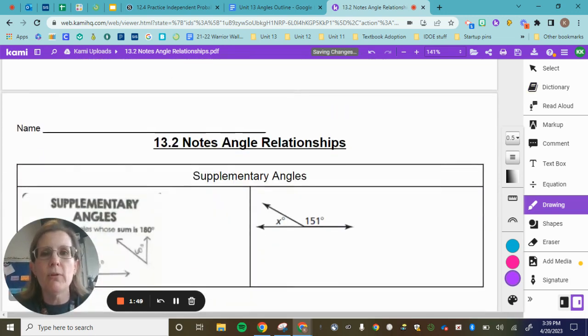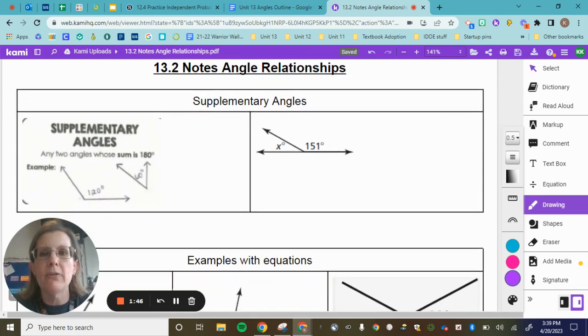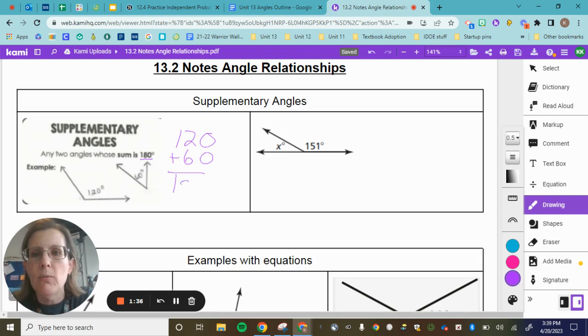And the last vocab word is supplementary. So supplementary angles add up to 180. So the two make a straight line if you put them together. So 120 plus 60 will get 180 degrees. So if you have two supplementary angles, and we know they're supplementary because the straight line is 180 degrees, I can subtract 180 degrees minus 151 degrees, which is what this angle is. So I borrow and I get 9, I get 29. So that means x here is 29 degrees.